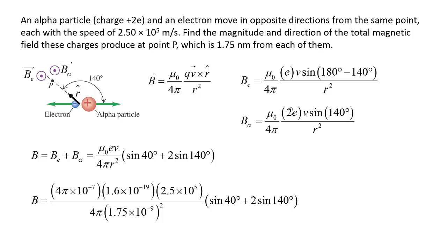Using a calculator, you get that the value of the magnetic field at point P created by the electron and the alpha particle is 2.52 times 10 to minus 3 Tesla.